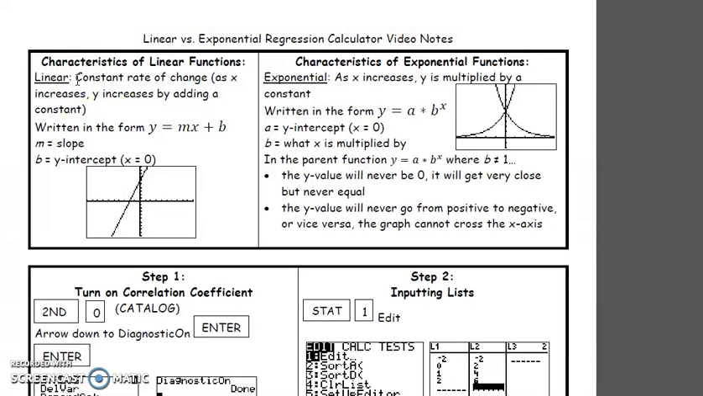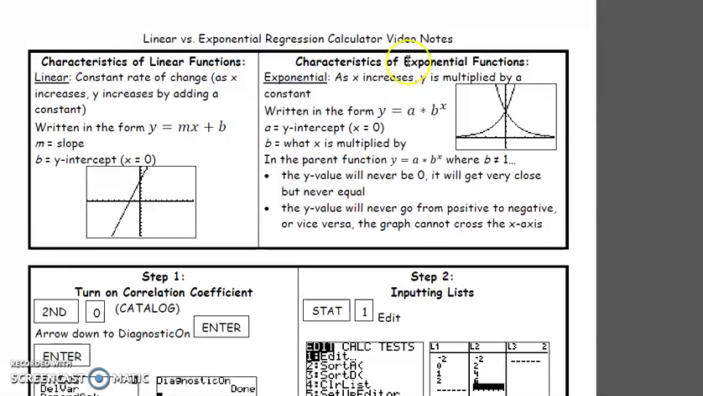Linear is an algebraic sequence, which means it has a constant rate of change. As x increases, y increases. So with an algebraic sequence, we are adding to get from one term to the next. And that will give us a linear equation in the form y equals mx plus b. This is what we're starting at, and the slope is what we're adding to get from one term to the next. And clearly, a linear equation will have a straight line when you graph it.